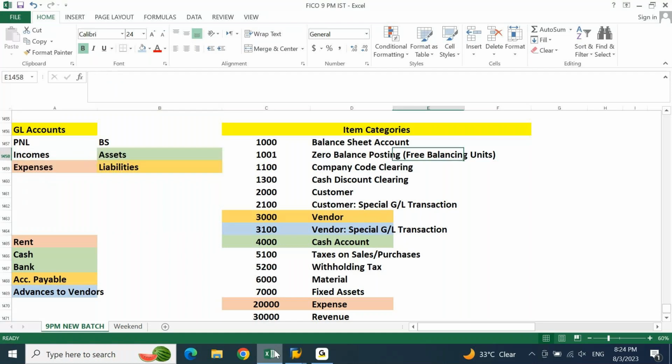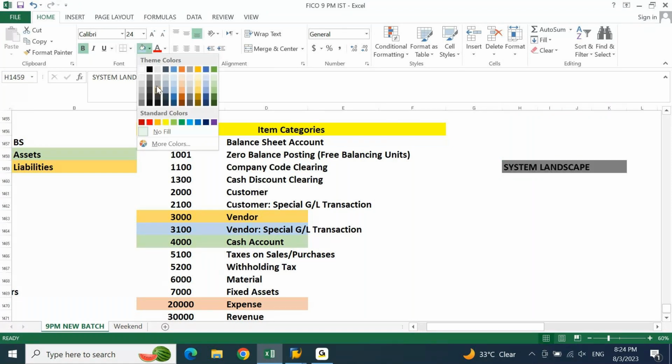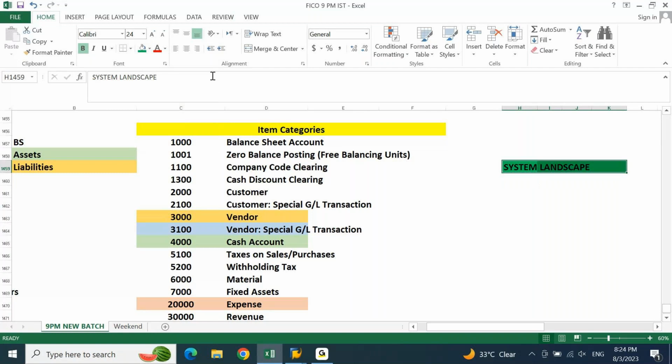Now let me write another point here. System landscape. When I talk about system landscape, in SAP, you have three system landscape. One is development, two is quality, and the third one, three, is production. Right. Now, whenever you work on SAP, whether you work for any particular client or any particular project, you need to understand that there is something called system landscape, development, quality, production.